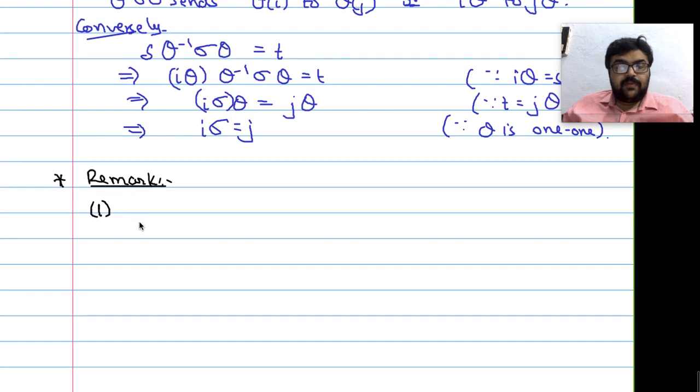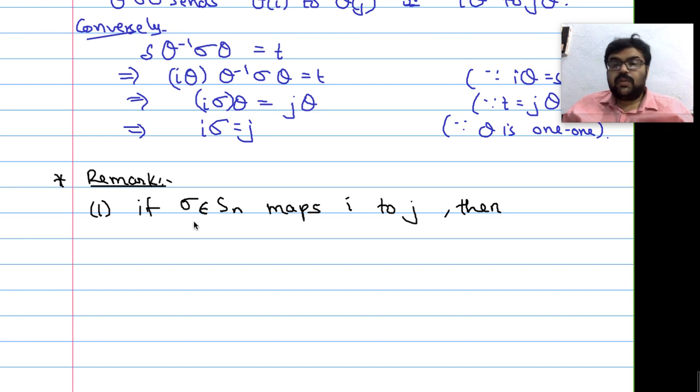So first one, if sigma in Sn maps I to j, then importantly, its conjugate. What is the conjugate of A? If B is a conjugate of A, then we know B equals C inverse AC. So conjugates of A are of the form Y inverse AY. So what is the conjugate of sigma? It is theta inverse sigma theta, and what will that do? That will map theta of I to theta of J.